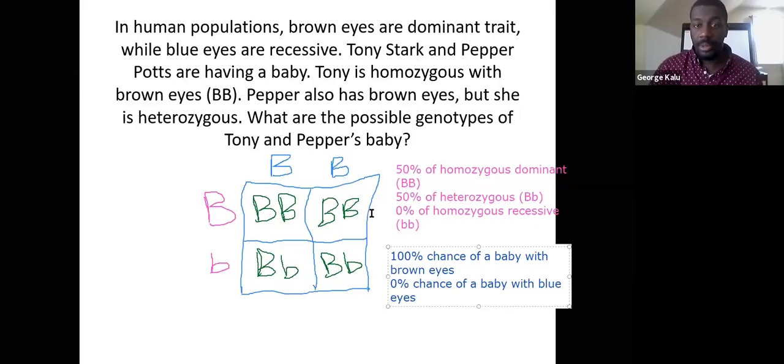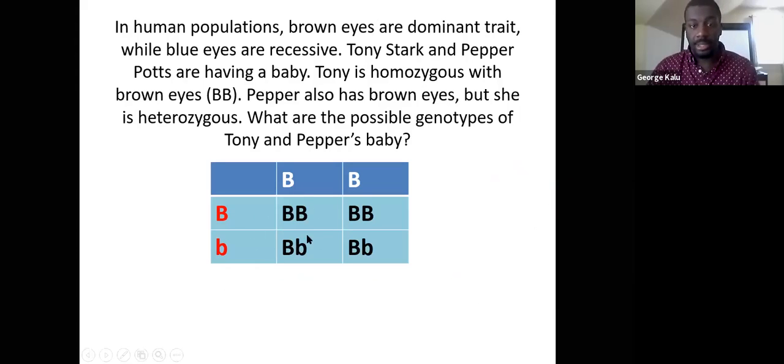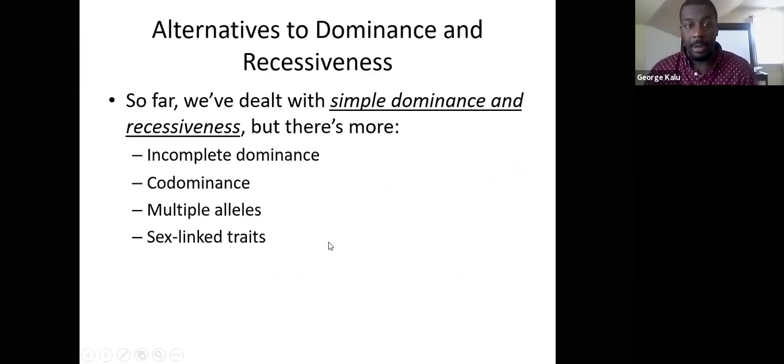All right, so I'm gonna go ahead and clear this out then. We'll go ahead and jump to the next one here. So yes, this is exactly what we would see. Okay, so we see big B, big B, little b, and you would see your Punnett square, all of them having the big B allele. Perfect. Okay, so at this point, all we've done is we've looked at simple dominance and simple recessiveness.